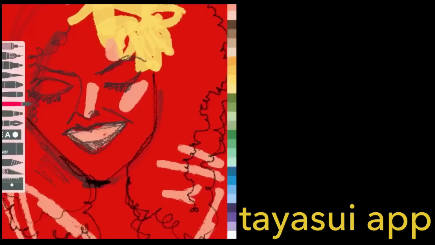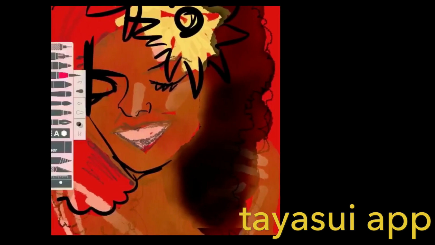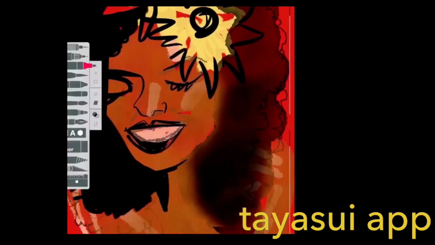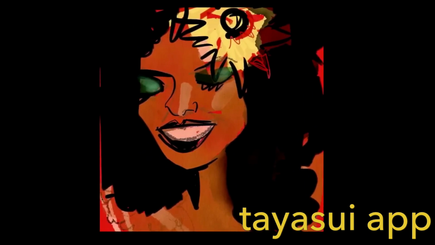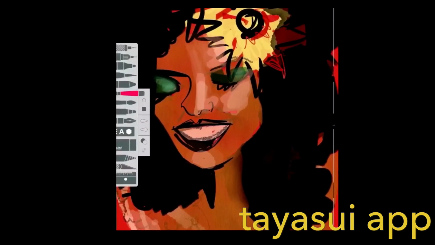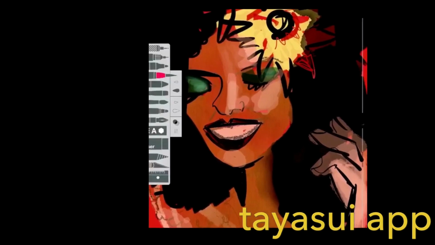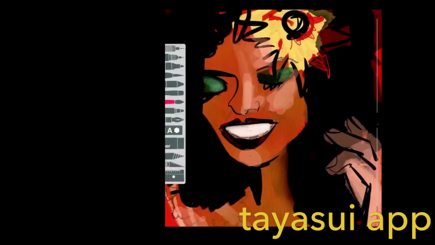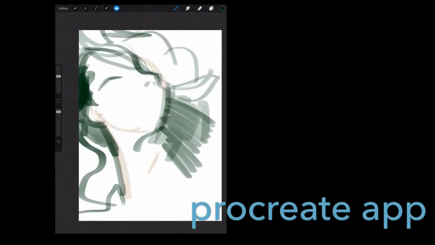This app is called Tayasui. It's another one that I'll put into your comments below. It has brush tip pens, a very watery watercolor. It has opaque kind of crayon colors and acrylic paintbrush. It has so many tools. Tayasui is my number 1 recommendation for anyone who's starting to try digital drawing.